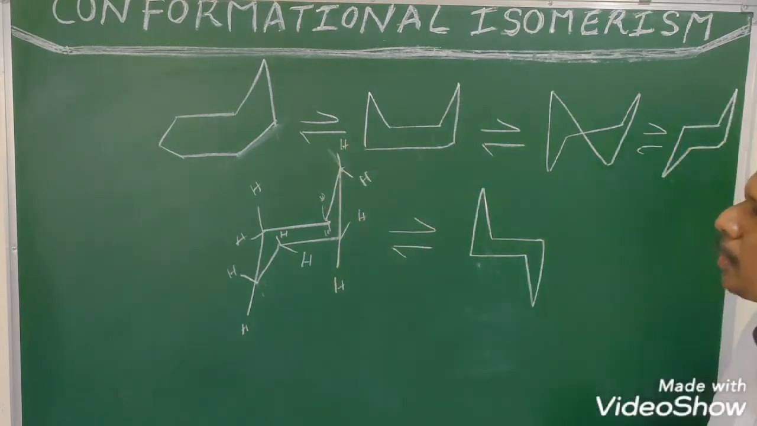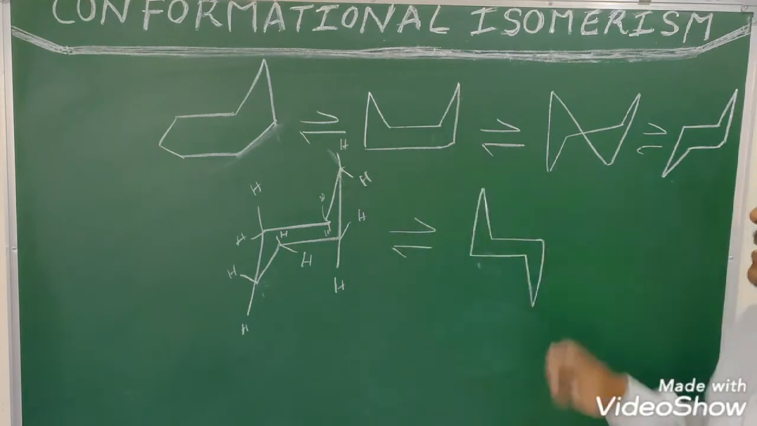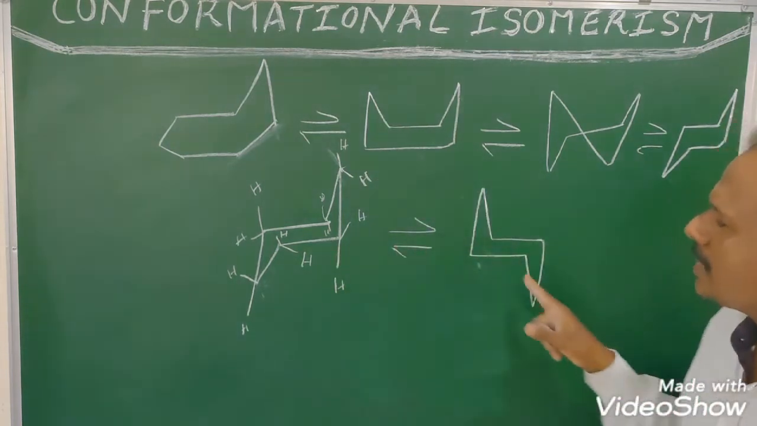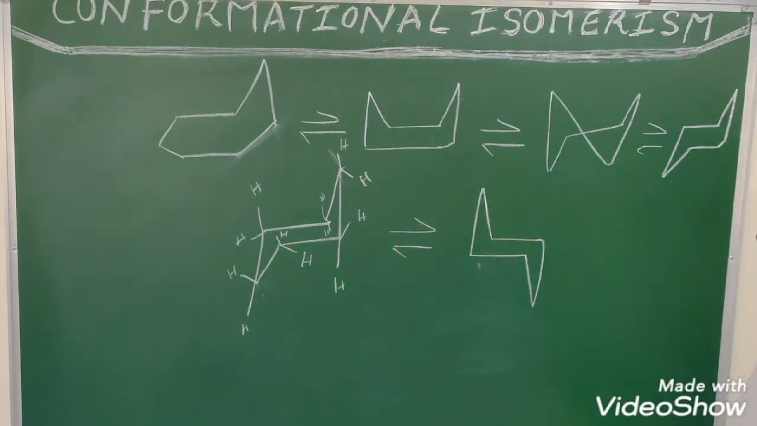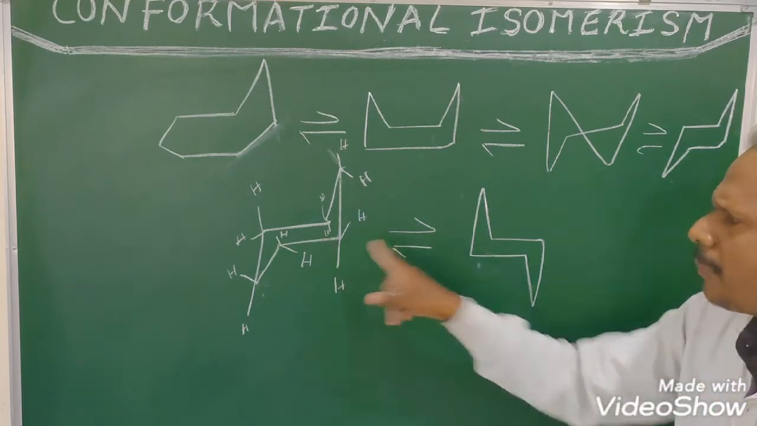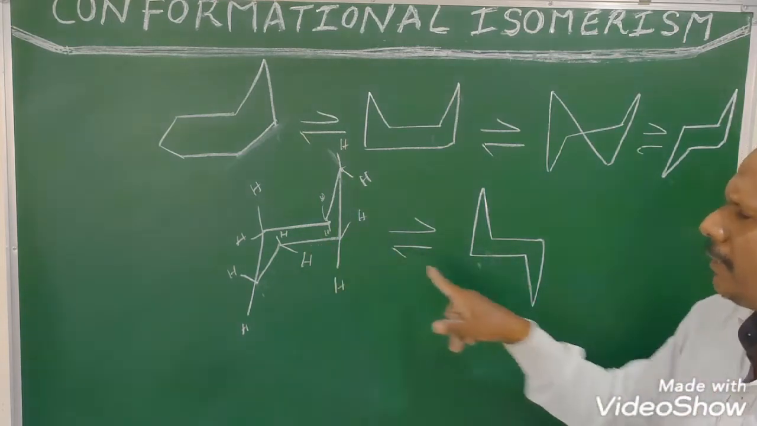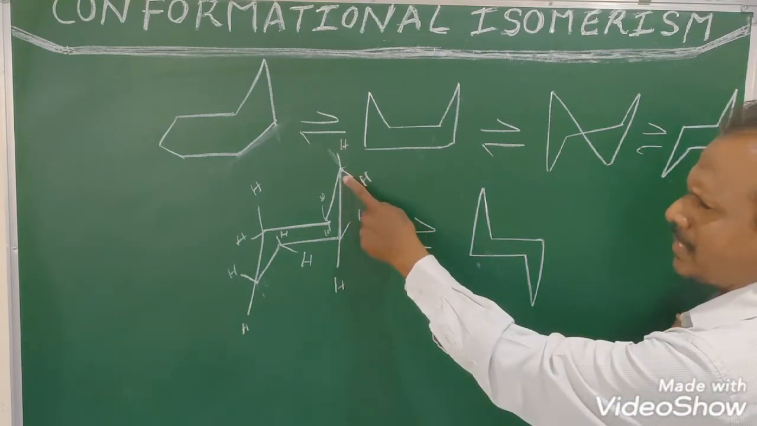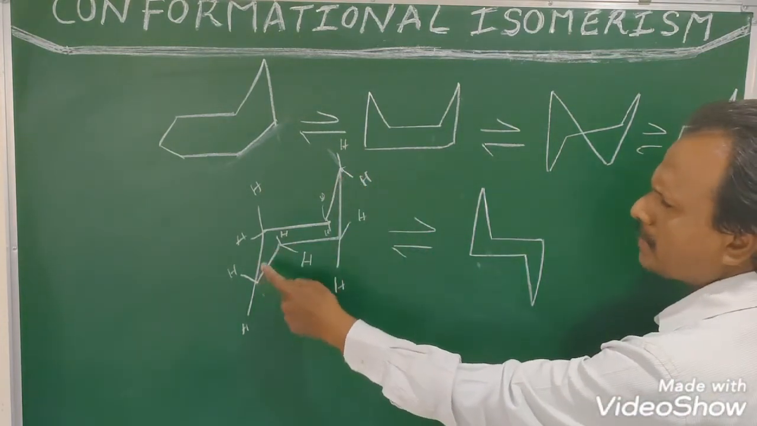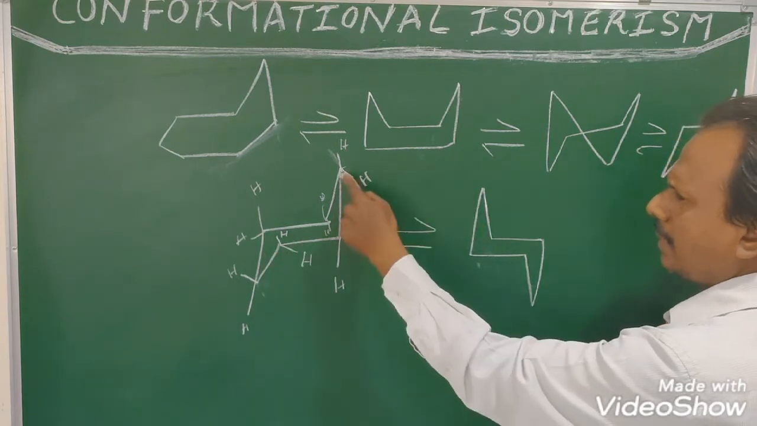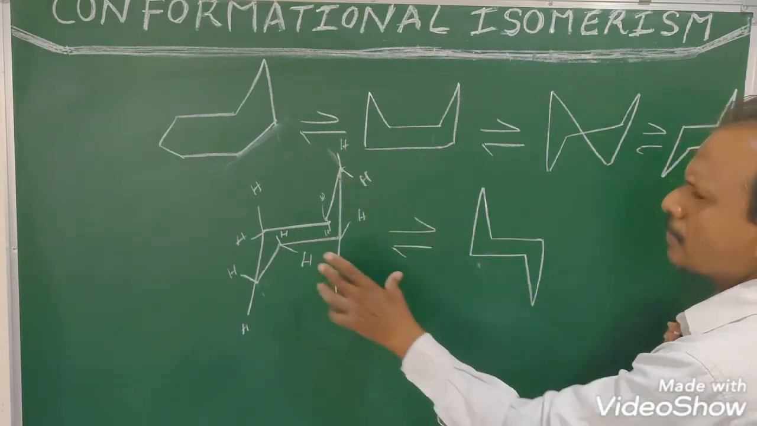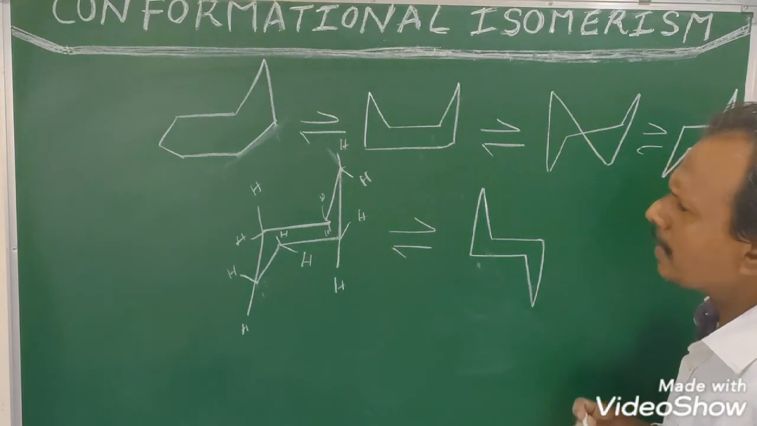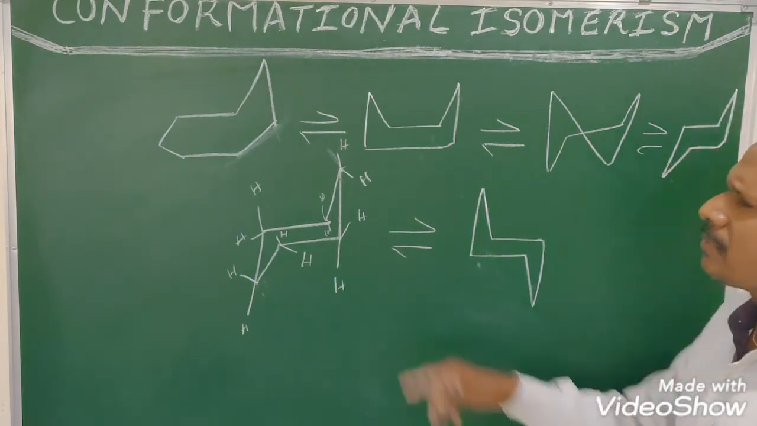Due to flipping, axial H atoms are converted to equatorial, and equatorial to axial. This always occurs in cyclohexane. Cyclohexane has two chair conformations. They are always present in the flipping process. In flipping, what happens? The headrest becomes the footrest, and the footrest becomes the headrest. So this is called the flipping process.